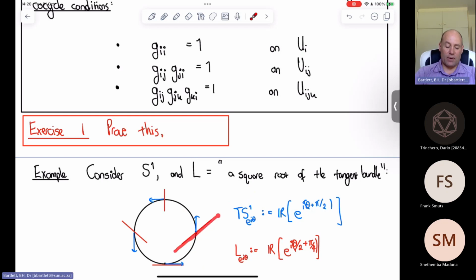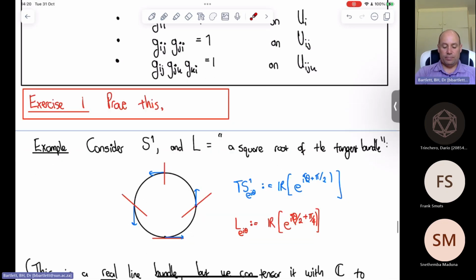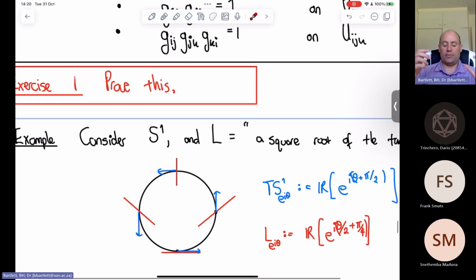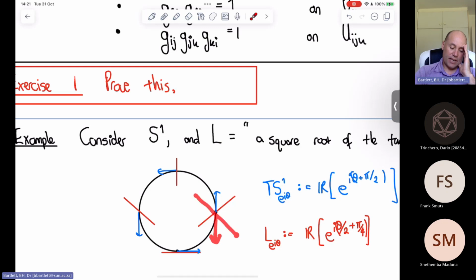So this is actually a one-dimensional real vector space. So for now, I'm talking about real vector bundles. But anyhow, here is this line that I'm going to attach to this point. And over here, that's going to be this line, because these guys, when you square them, they give you that. Note that I could have also spoken about the other square root of the tangent bundle, because I could have, for example, had my tangent vectors pointing downwards, and then I would be taking this square root here. So I have chosen this particular square root of the tangent bundle.